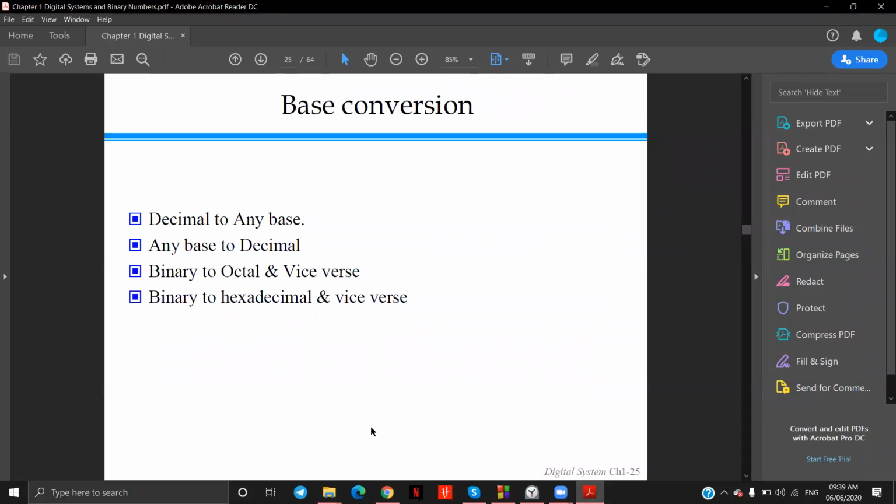So I categorize these base conversions into 4 categories. First one is decimal to any base. Second one is any base to decimal. Third one is binary to octal and vice versa. And fourth one is binary to hexadecimal and vice versa.